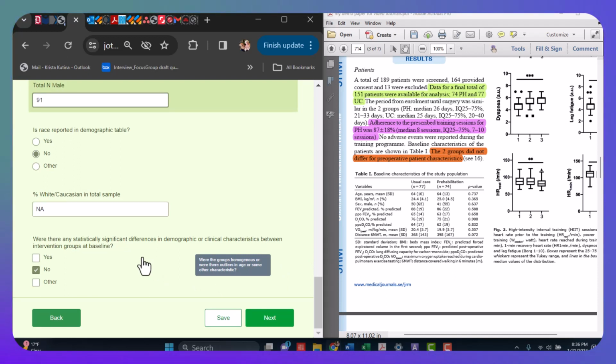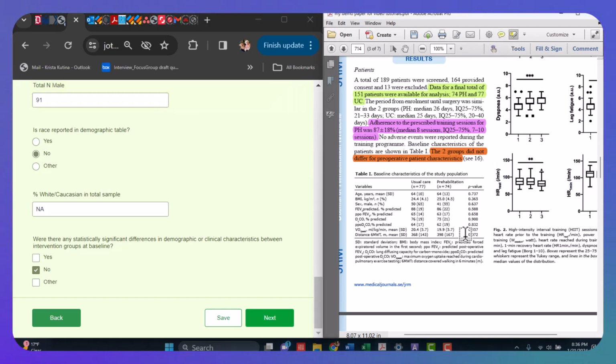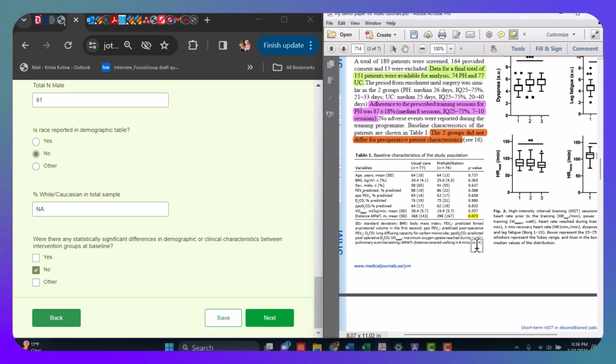And was there any statistically significant difference in the demographic or clinical characteristics between the intervention groups at baseline? There was not. However, I do want to point out over here, and because they talk about it in the paper too, their 6-minute walk test was pretty close. So we're looking for a p-value of less than or equal to 0.05. So, unless I did any corrections here, this was very close. So I wonder why that was. But again, it wasn't statistically significant, so we're saying no.